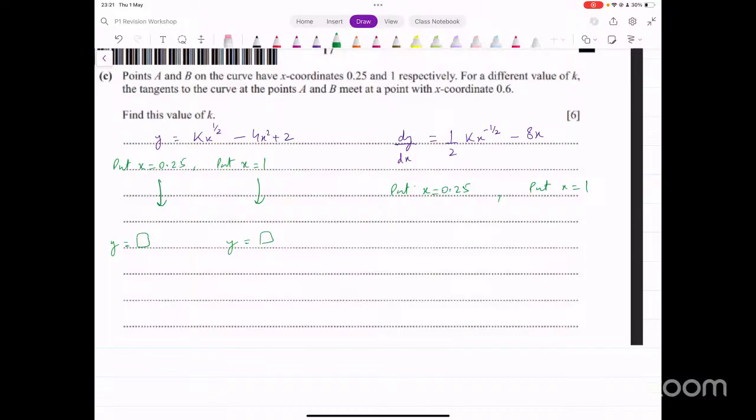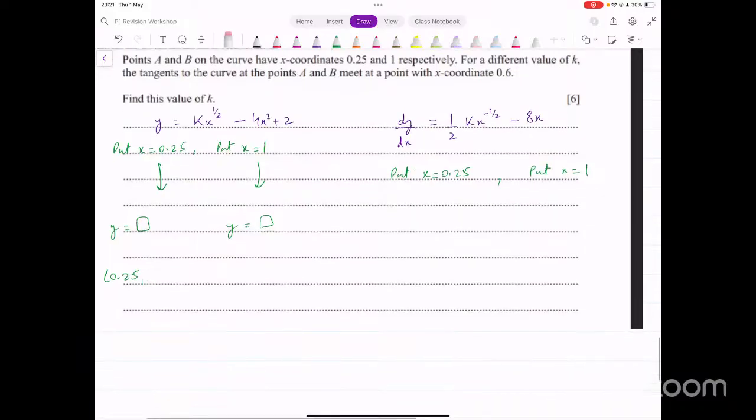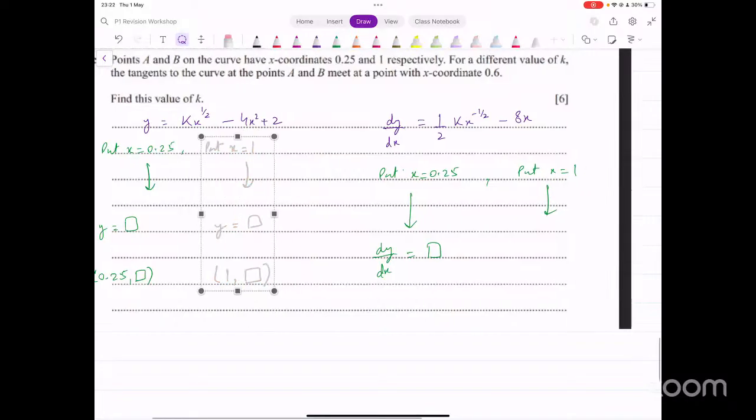So that will give you the 2 points that you're looking for, 0.25 and whatever the other point turns out to be. From this, you'll get another point. That will be for the other tangent. When you input x equals 0.25 and x equals 1 here, from this, what you would get would be the gradients of those tangents. You'll get dy over dx equal to something. That will be the gradient of the first tangent. And from x equals 1, you will get the gradient of the other tangent. You get dy over dx equal to something. That will be the gradient of the other tangent.